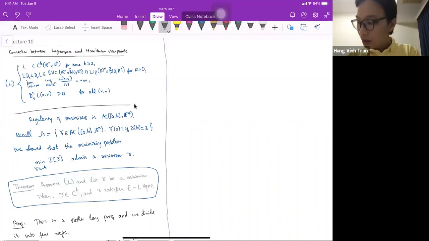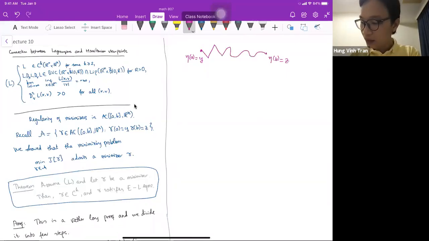And this is by no means trivial. It's not easy. There are some other ways, but I don't think that anyway it's going to be simple. So the problem is that we fix the two endpoints. For any admissible curve, you fix at a equals y, at b equals z, and you are considering all absolutely continuous curves connecting y and z. A priori, we have no idea whether they are smooth or nice enough.